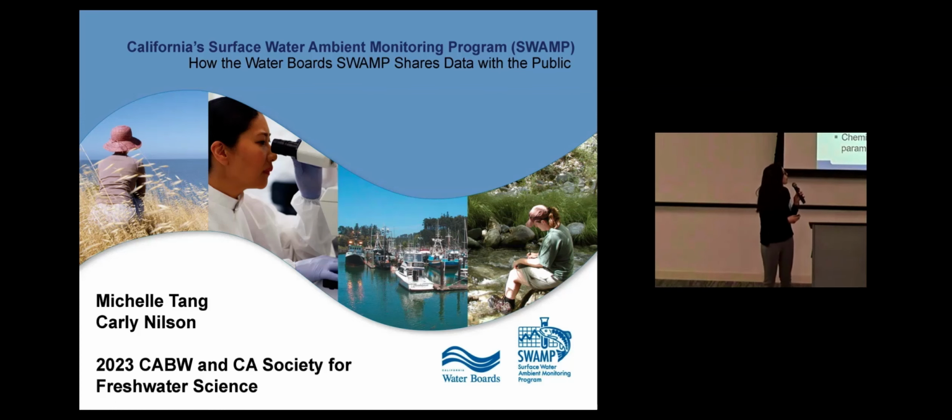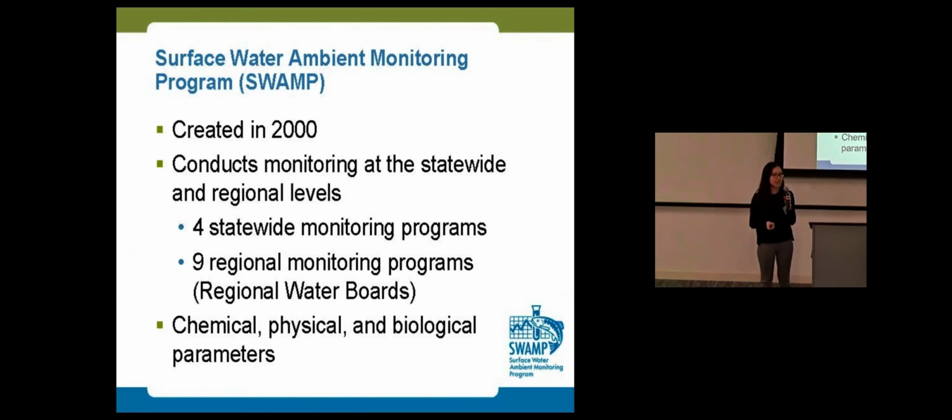Okay. So I'm going to race through the slide, but very quickly, SWAMP is an ambient monitoring program. We were chartered back in the year 2000. We conduct monitoring both at the statewide level and then also the regional level. So our bioassessment program is one of our statewide monitoring programs. And we collect measurements on a wide range of chemical, physical, and biological properties at sites throughout the state. So in a nutshell, SWAMP generates a lot of data, and one of the goals of our program is to make all that data available for everyone inside and outside the water boards to use.